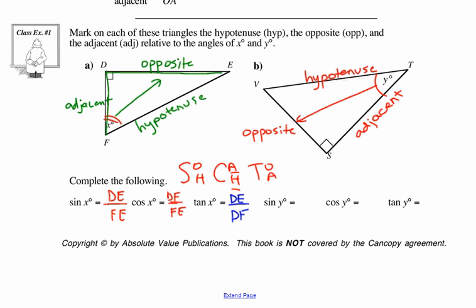Okay. Sine of y. So again, sine is opposite divided by hypotenuse. So opposite side is side VS. Hypotenuse is side VT. Cos would be your adjacent ST divided by hypotenuse VT. And tan of y is opposite VS over adjacent ST.